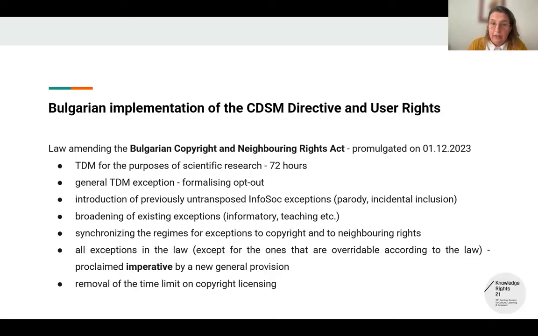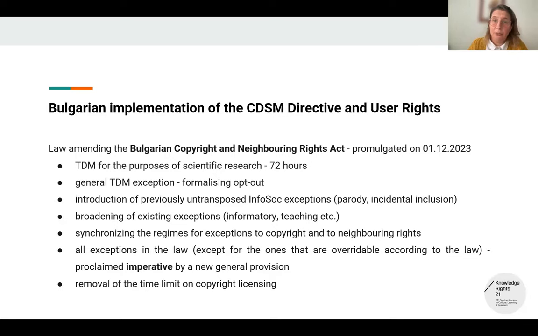Then, in addition, the Bulgarian legislator used the legislative initiative to further revise the regime of permitted uses. So we got previously untransposed InfoSoc exceptions, such as the parody and the incidental inclusion exception in their broadest form from the InfoSoc directive. We had pre-existing exceptions broadened, such as the press review and the reporting of current events exceptions, broadened in scope.